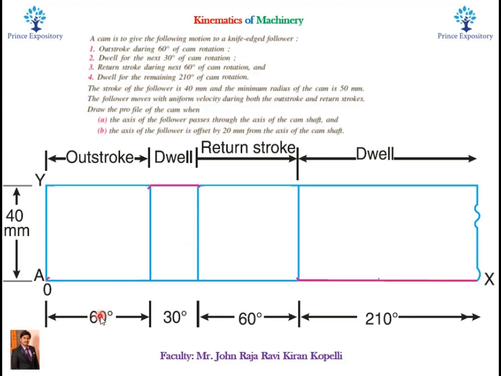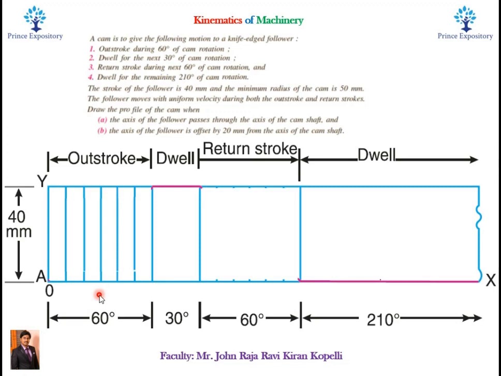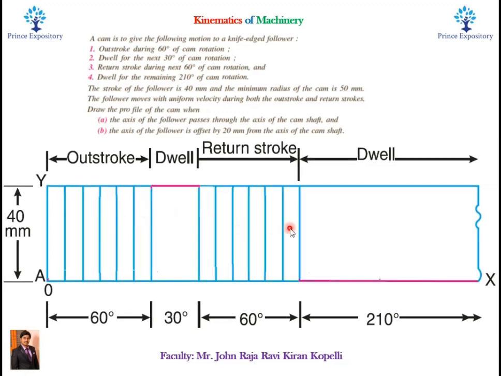Let us go for the division of the outstroke now. You see, the outstroke is divided into 6 parts. Similarly, the return stroke will also be divided in that way. Why we need these divisions is to have clear points of the profile of the cam. More number of divisions will give you an accurate cam profile, and a smaller number will give you a reduced accuracy.